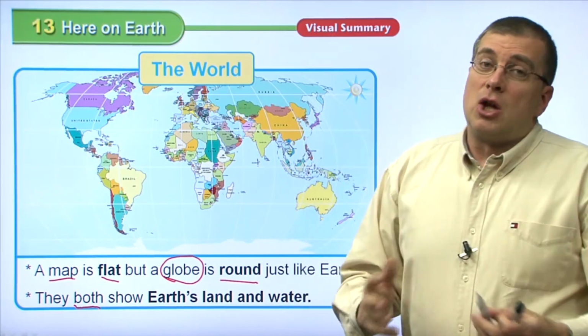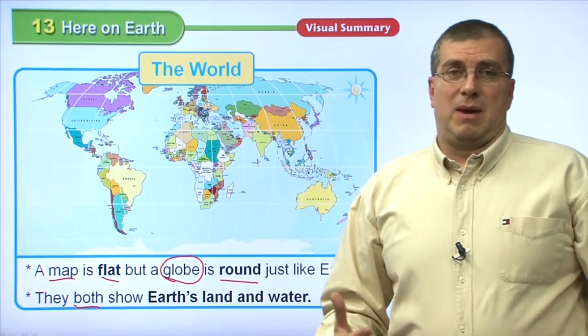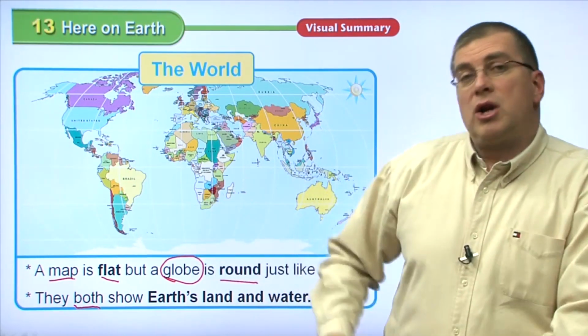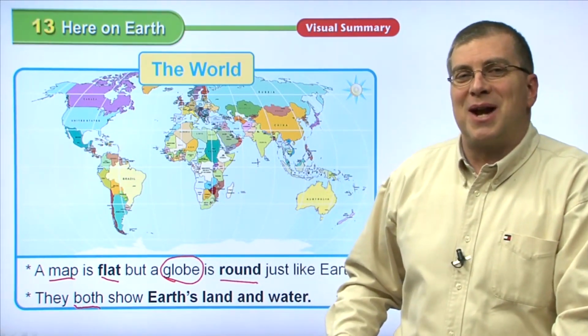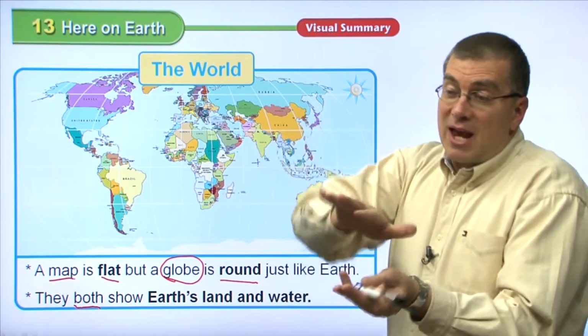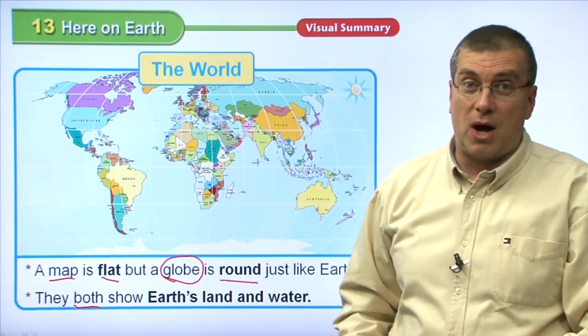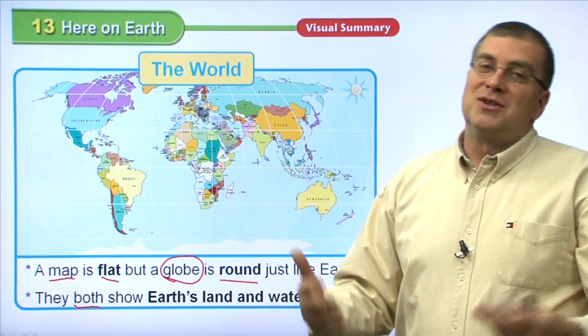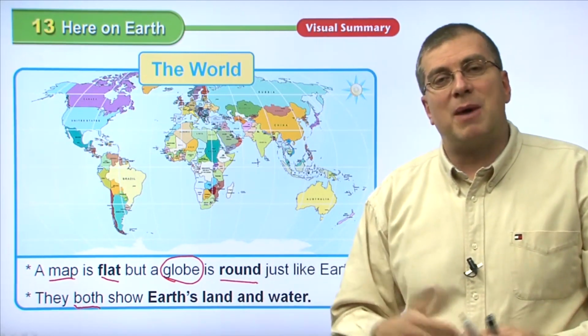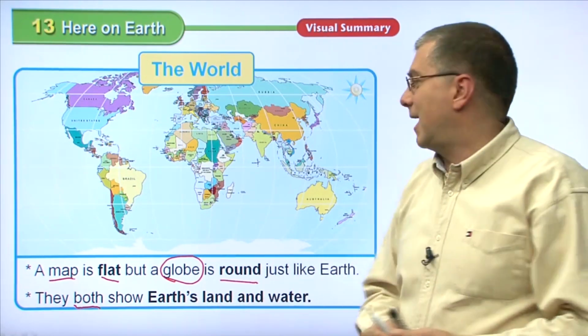However, globes are not as convenient as maps. You can't pick up a globe and put it in your pocket and take it with you, right? But you can take a map and fold it up and put it in your pocket and take it with you. So there are good and bad things about maps and globes, okay?